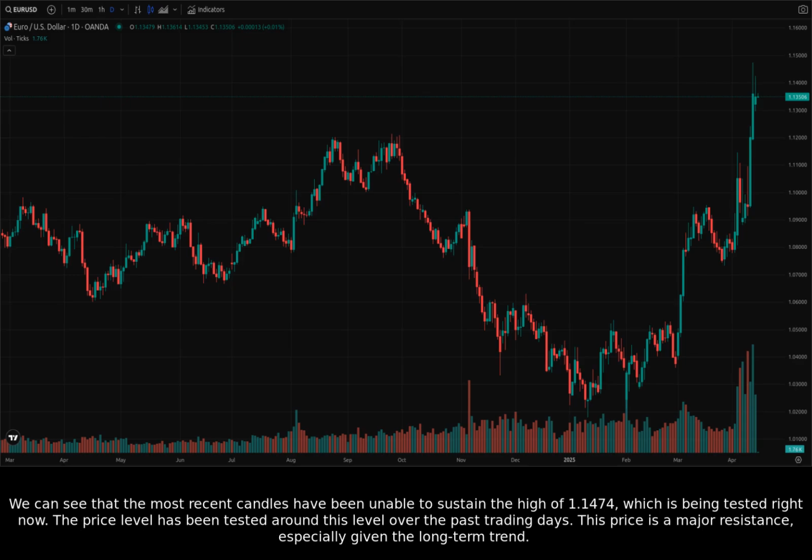We can see that the most recent candles have been unable to sustain the high of 1.1474, which is being tested right now. The price level has been tested around this level over the past trading days. This price is a major resistance, especially given the long-term trend.